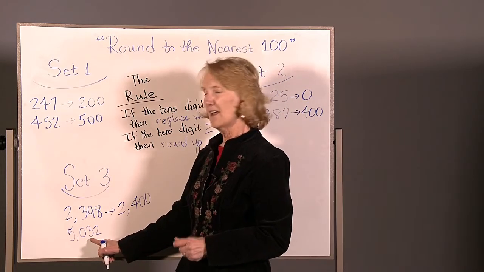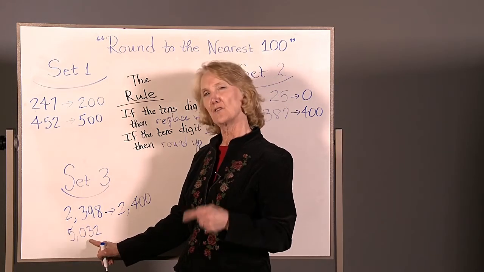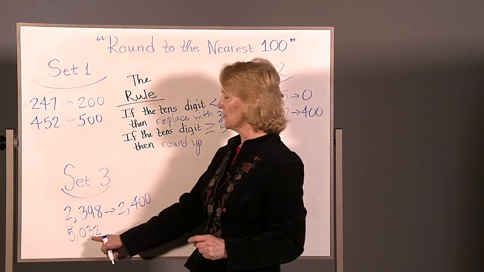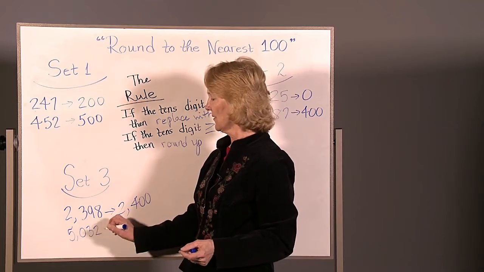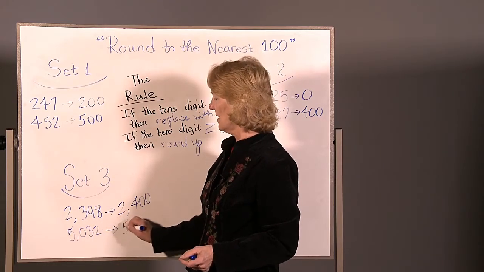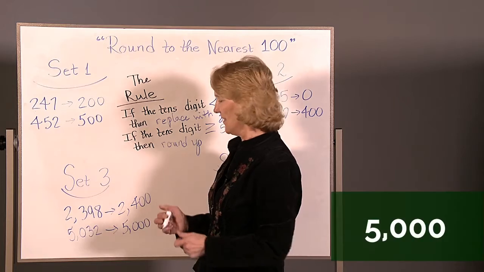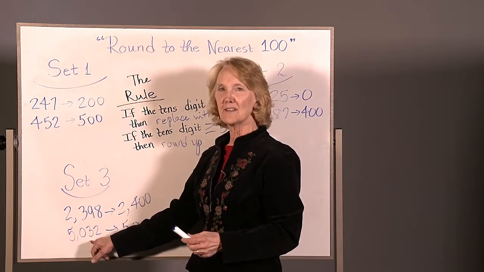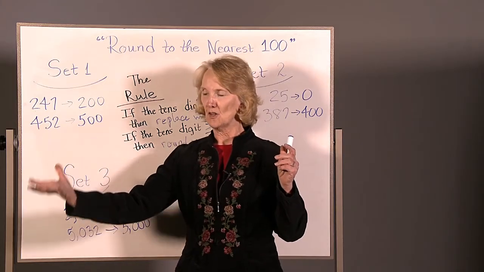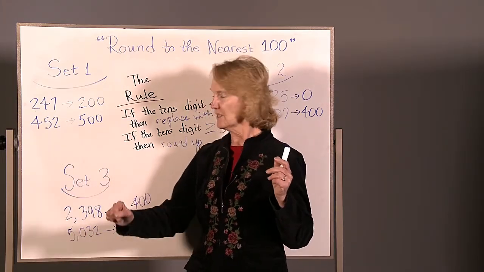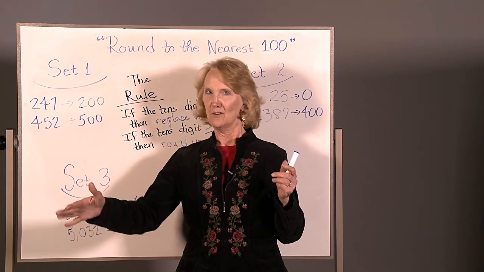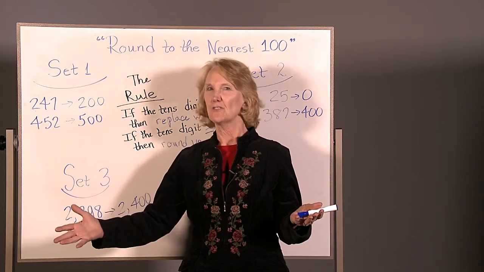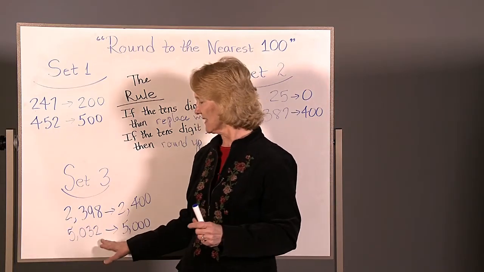On this one, it has a 3 as the tens digit. That is less than 5, so we're just going to replace it with a 0. So it is going to round to simply 5,000. And you might think, well, but there's $32. Yes, but if you're thinking in terms of whether 5,032 is closer to 5,000 or closer to 5,100, it's still closer to just 5,000, so it makes sense.